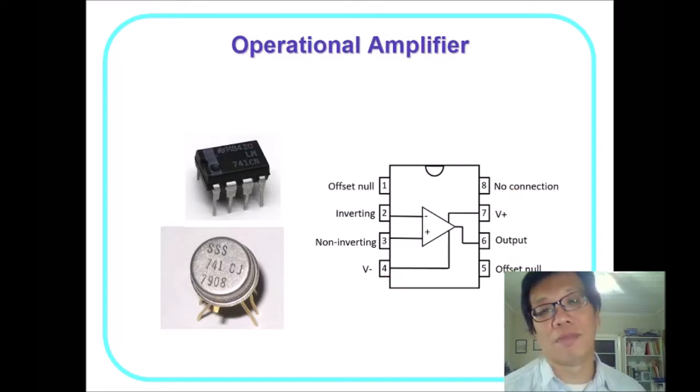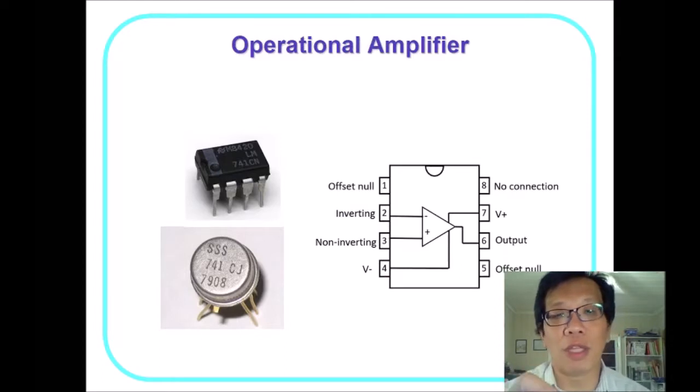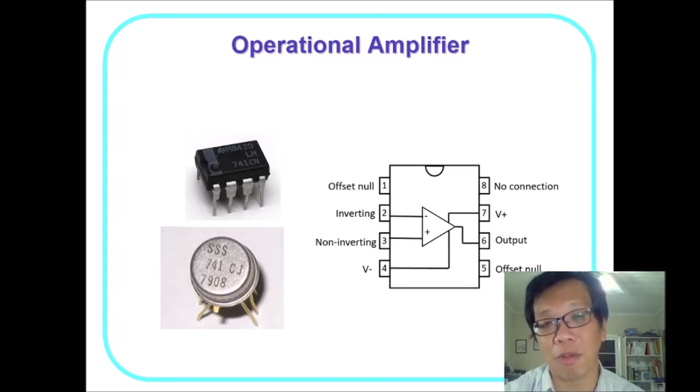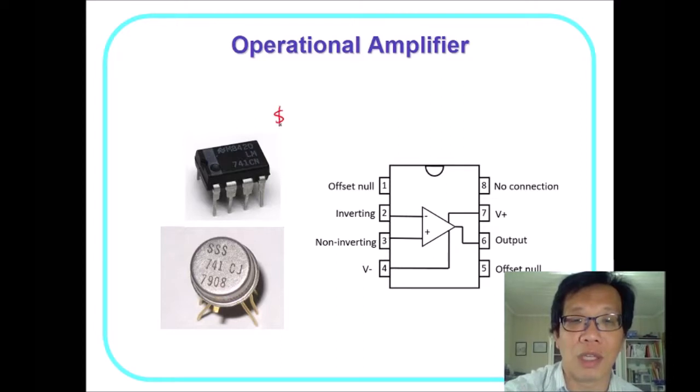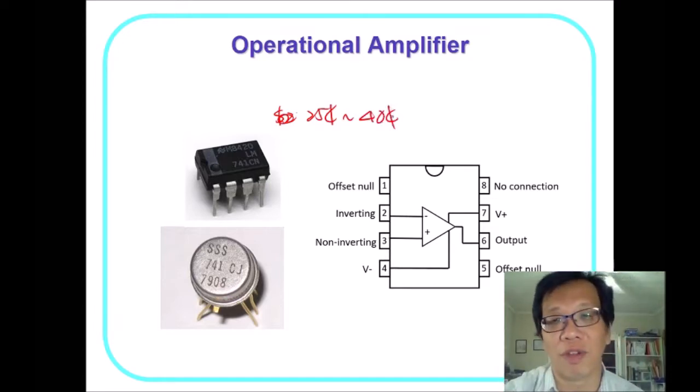I took a few photos of what an amplifier looks like. When we are using an amplifier, the 741 is one of the most commonly used operational amplifiers. It's cheap and available almost everywhere. I think it's between 25 cents and 40 cents each if you buy from different vendors or from some auction website.